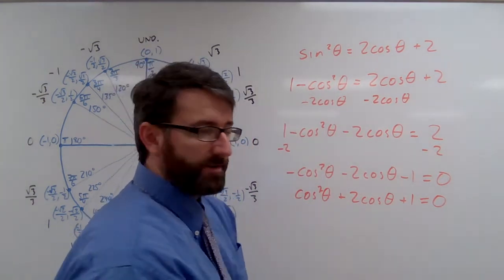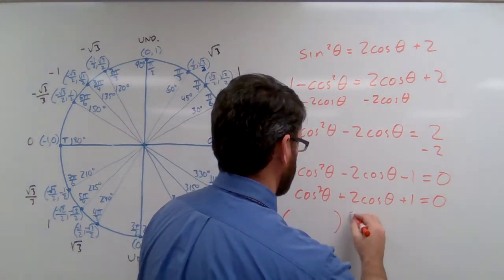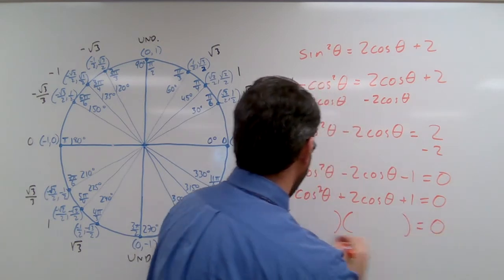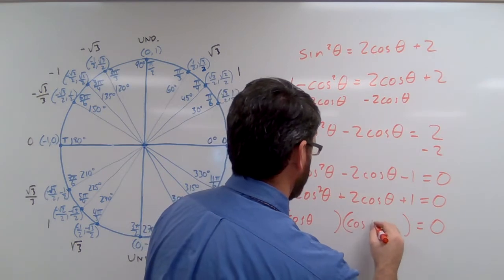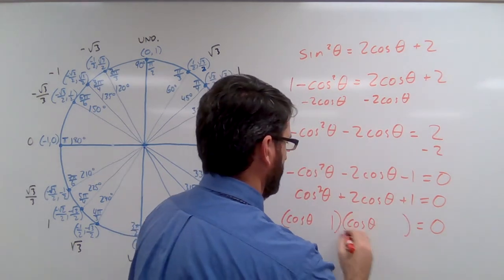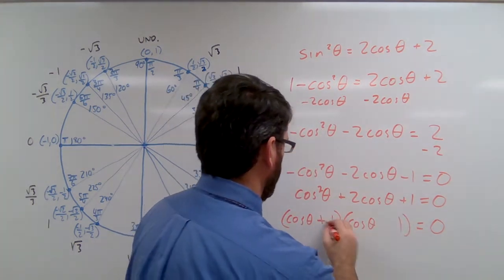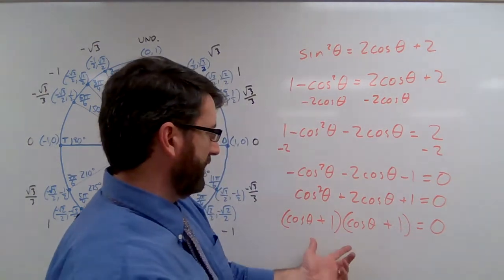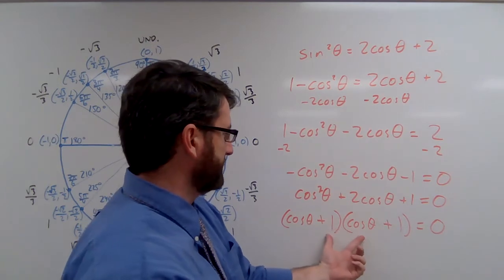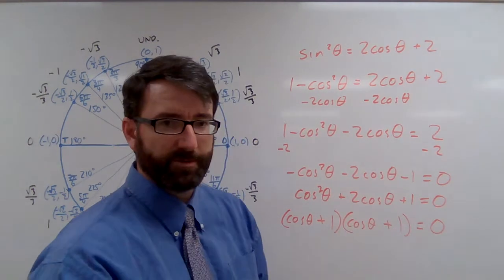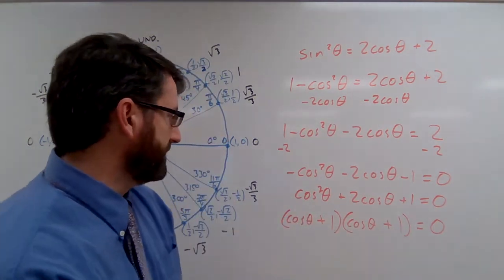Now we should be able to factor this. To make cosine squared, we need a cosine and a cosine. And to make 1, we need 1 and 1. And if we add them both, cosine times 1 is cosine, 1 times cosine is cosine. Add those together, we get the 2 cosine theta. So this is this factored.